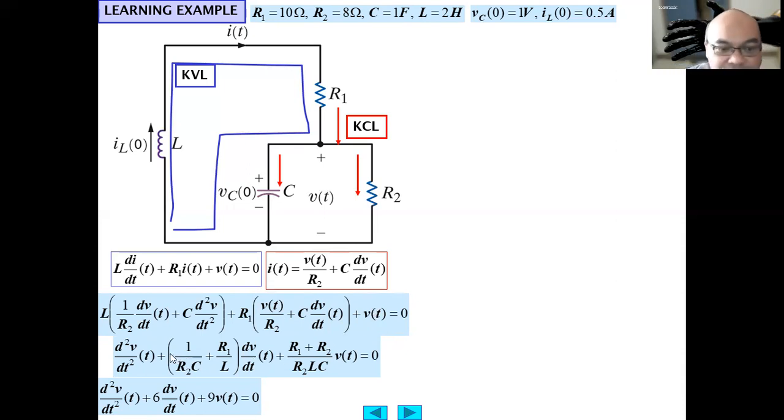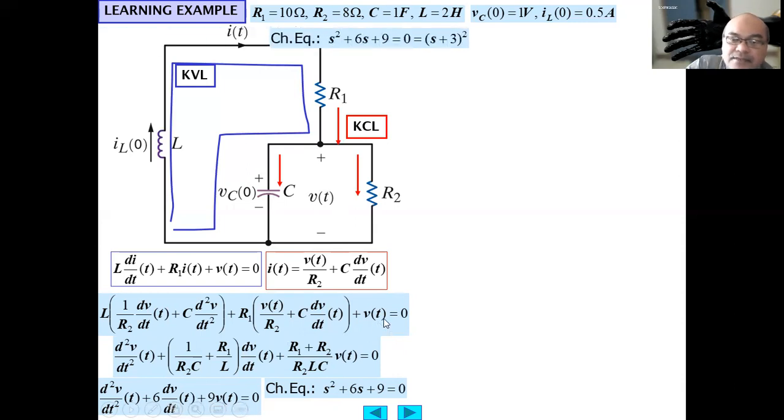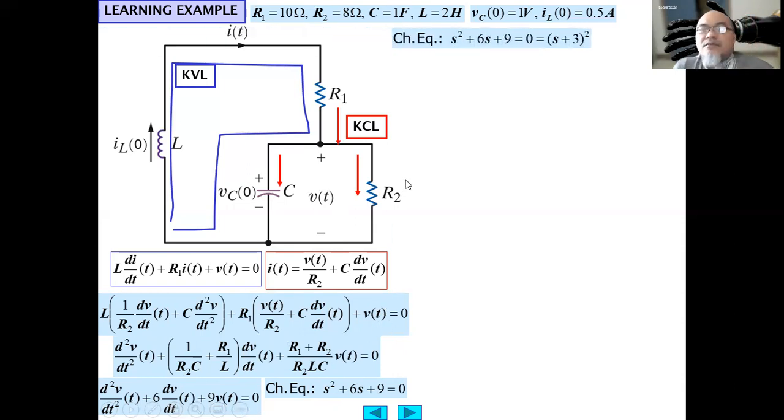Then we simplify further. We insert the values of R1, R2, L, and C. This becomes d²v/dt² plus 6 dv/dt plus 9VT equals 0. Then this is the characteristic equation, s² plus 6s plus 9, from which we can obtain the root. The root is s equals minus 3, so we have two equal roots in real number. So this is the critically damped case. From here also, we can calculate omega N, which is 3, and zeta equals 1.